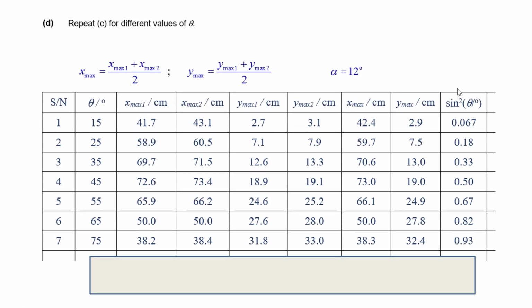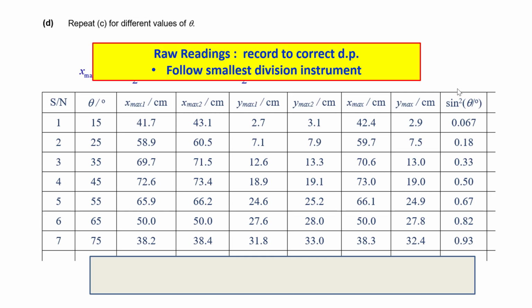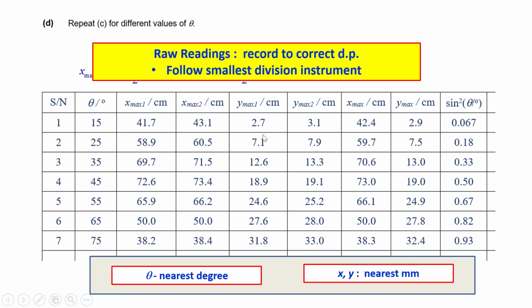Okay, now once you've recorded everything, the next thing we want to mark for is whether you have recorded your raw readings in the correct manner. So the thing we are looking for is whether it's recorded to the correct DP. Again, the rule to follow is to follow the smallest division of the instrument. Theta is measured in degrees using a protractor which has 1 degree as the smallest division, so theta should be recorded to the nearest degree. All the X values and all the raw readings for the Y values were measured using the ruler, so all the Y and X values should be recorded to the nearest millimeter.